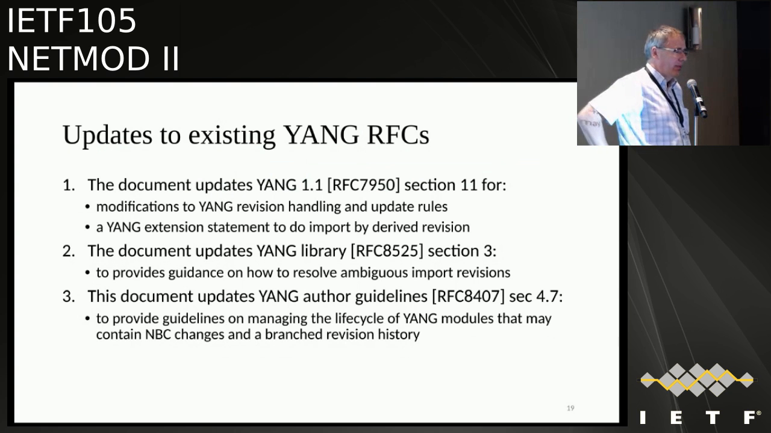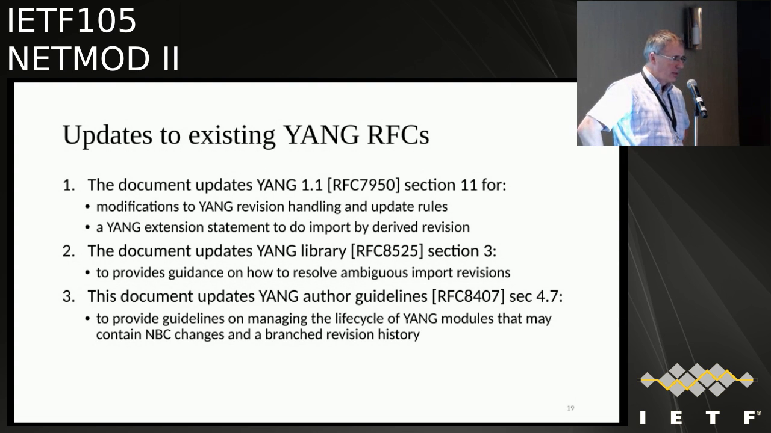This updates a number of current RFCs. One is the Yang 1.1, because the update rules are sometimes not specific enough, but sometimes they're too strict. It also updates Yang library because the versioning provides additional information that we want to include there. And also the authoring guidelines, for example, revision information should always be present, and life cycles of the different schema nodes should also be included.